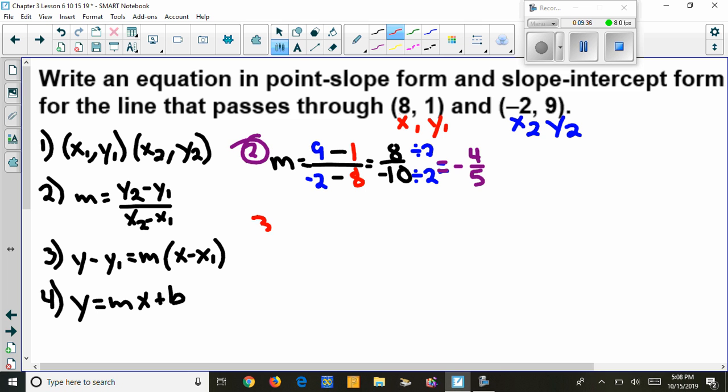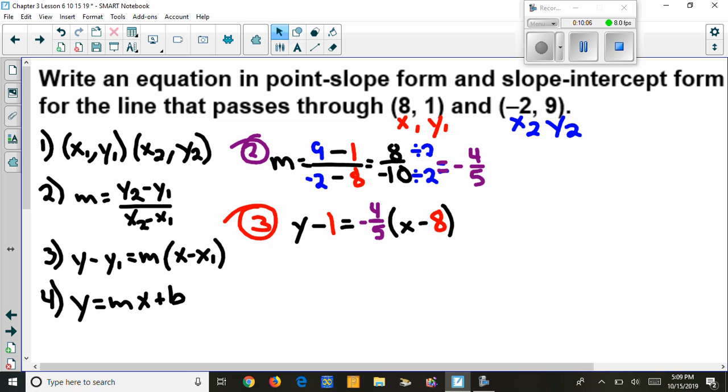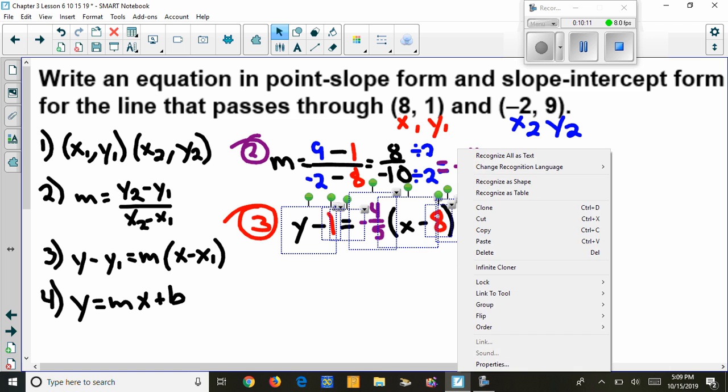Step 3, we can go ahead and fill in the point-slope form. Y minus y1 is 1 is equal to the slope, so minus 4/5 times x minus x1 is 8, and I'll close my parentheses. So that is the first part of my answer.